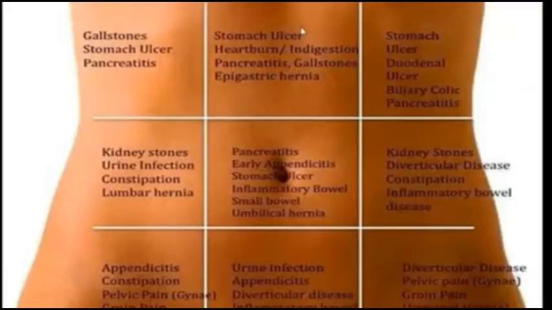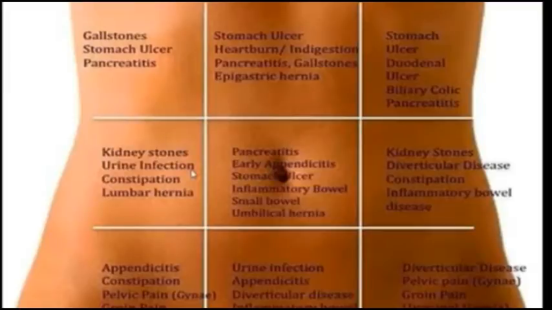Pancreatitis, because the pancreas is present in this area, and epigastric hernia, because this is called the epigastric region. Left hypochondriac region: the patient is going to present with stomach ulcers and duodenal ulcers because here a part of the stomach is present. Biliary colic and pancreatitis, because here the tail of the pancreas is present.